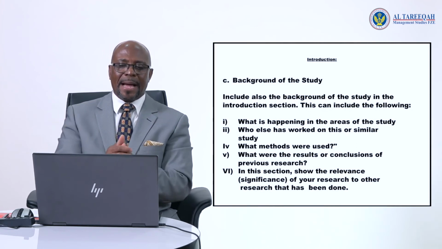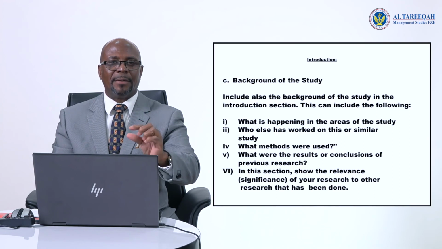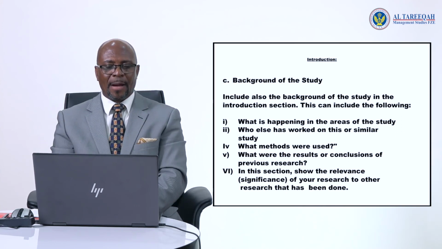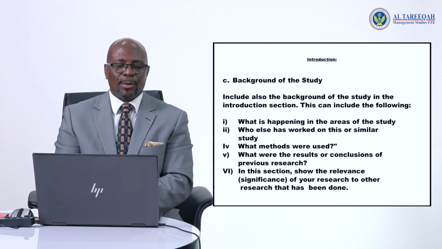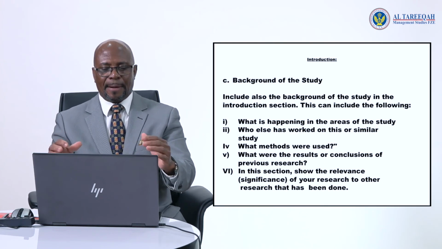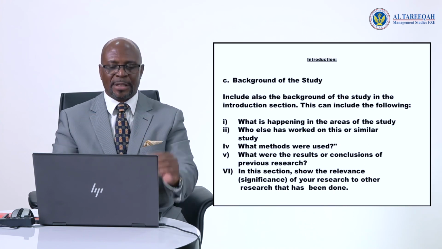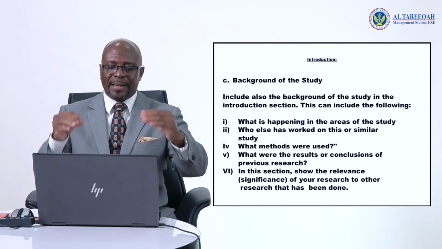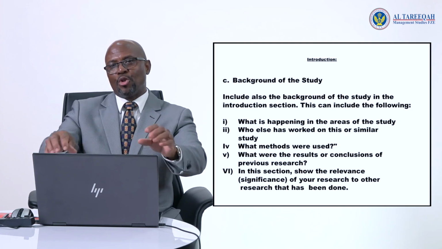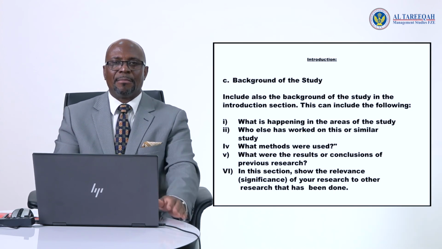So now with that in mind, you go into the other part of the introduction, which is writing the background of the study. Remember, what I have just said is what you should include in your introduction. Okay, so in the background, what should you include? You look into what is happening in the area of the study. Who else has worked in this area? What methods were used? What were the results or conclusions of previous researches in this area that you have chosen? In this section, show also the relevance or significance of the research to others, or to researches that have been done. That means, how do you connect what you're going to do with what has been done before? This will give you a clue on how to write the background of your study.